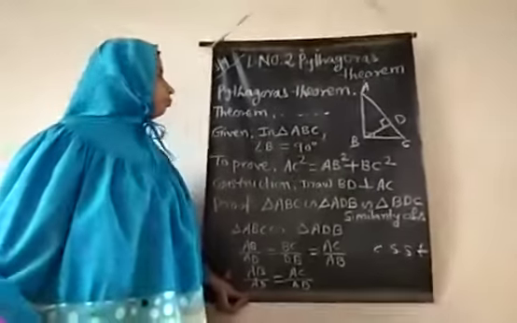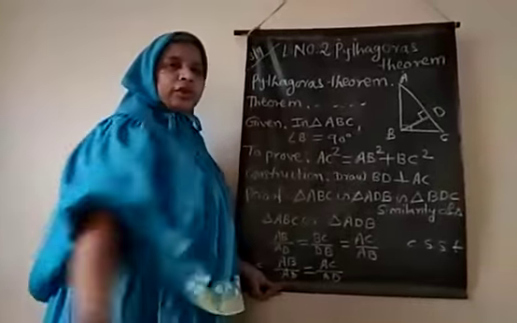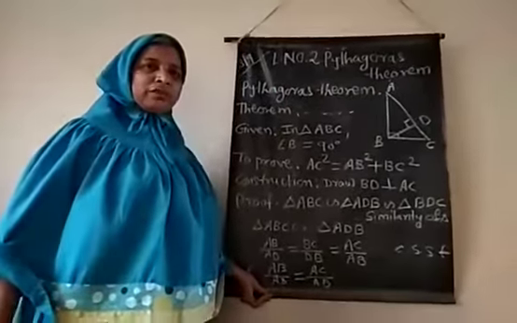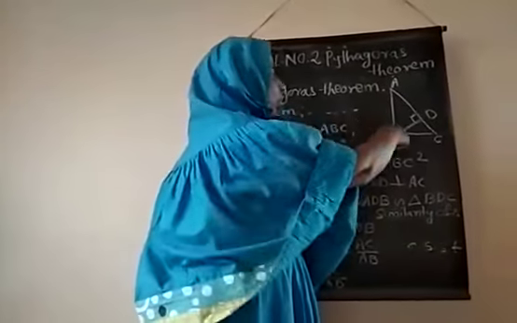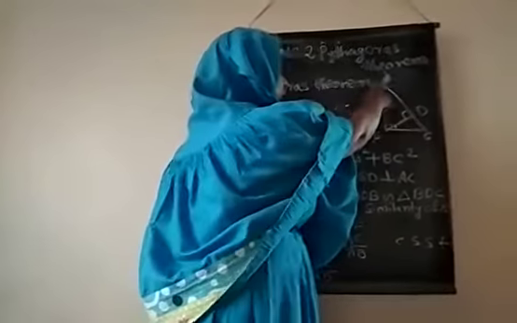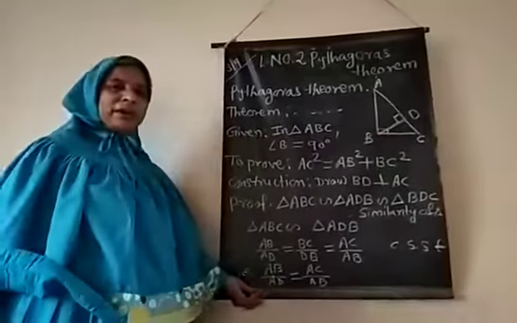Pythagoras theorem. Theorem statement, you write down from the textbook. This is the required figure for Pythagoras theorem. In triangle ABC, angle B is given 90 degrees and BD is perpendicular to AC by construction.